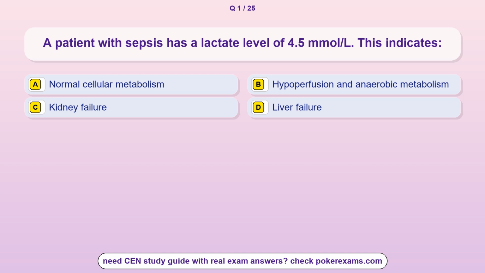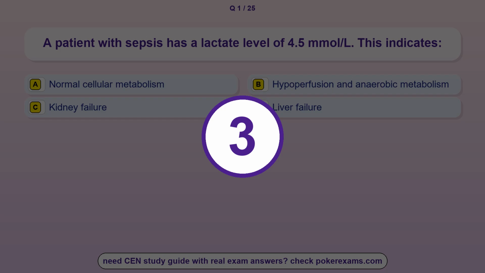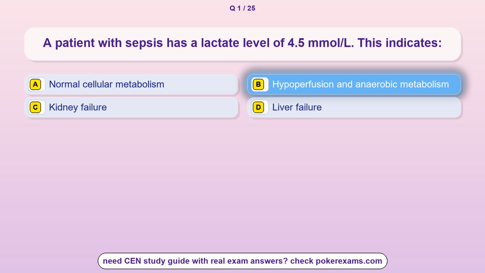Question 1. A patient with sepsis has a lactate level of 4.5 mmol/L. This indicates: Option A, normal cellular metabolism. Option B, hypoperfusion and anaerobic metabolism. Option C, kidney failure. Option D, liver failure. The correct answer is option B, hypoperfusion and anaerobic metabolism.